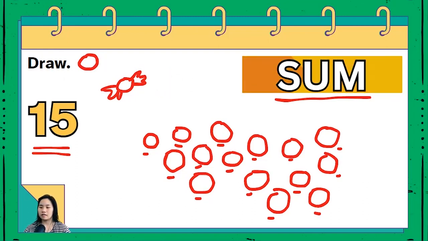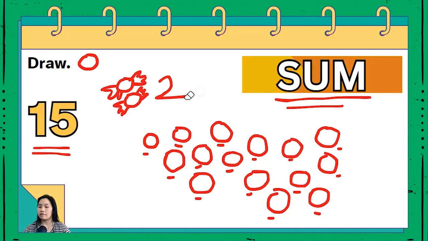Let me erase this and I'm going to draw another candy. Your friend, your best friend, has 2 candies. What is the sum of their candy? If you guess 2, that is correct. Okay, and that's how sum works. The same way with addition.